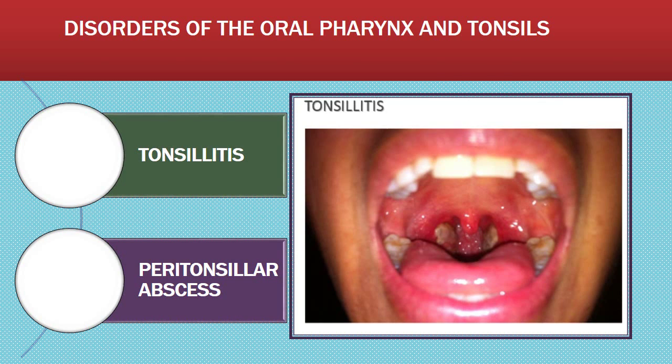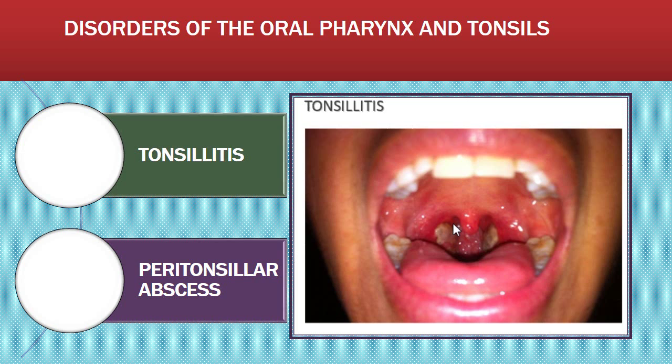Now let's talk about tonsillitis. Tonsillitis, way back in there, as you can see, is an inflammation or infection of the tonsils and the lymphatic tissue surrounding the tonsils. This can be severe, and it can occur in adolescents or in adults.